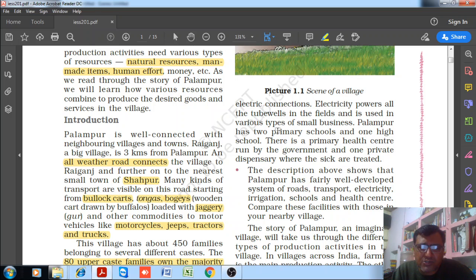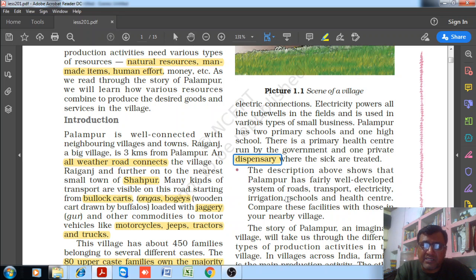So Palampur has 2 primary schools and 1 high school. There is a primary health center run by the government and 1 private dispensary where the sick are treated. Dispensary means a kind of small hospital which also distributes medicines in some conditions, and that is run by private agencies. And there is a government health center. You know, in your villages and towns, some government hospitals and some private hospitals and clinics are there. So that is the setup of medical facilities in this village.